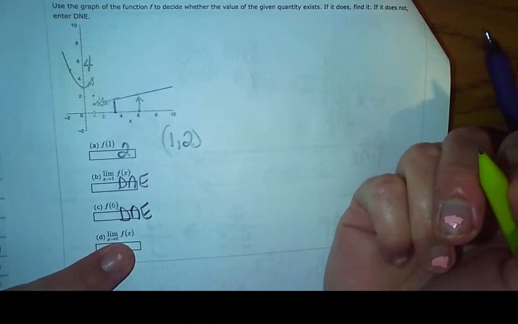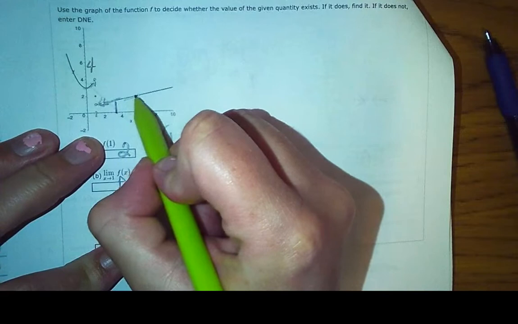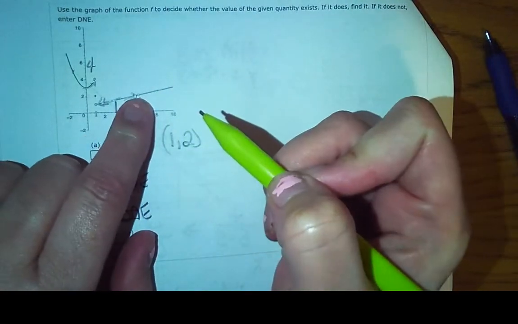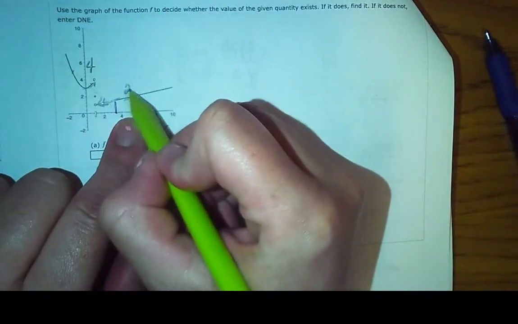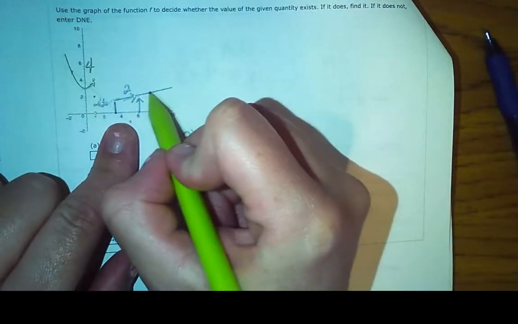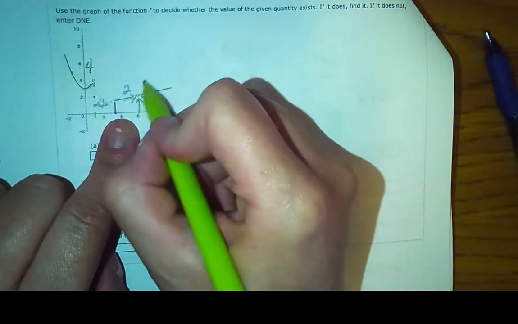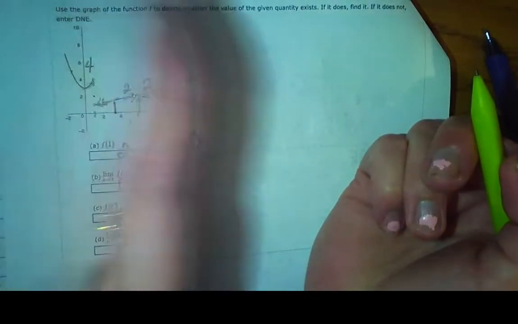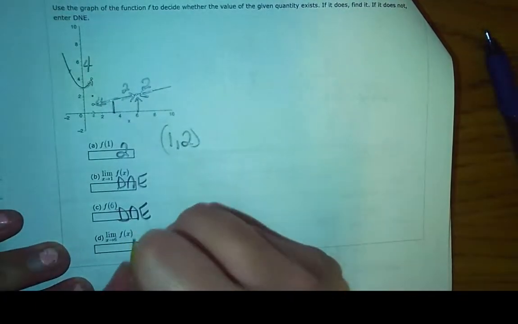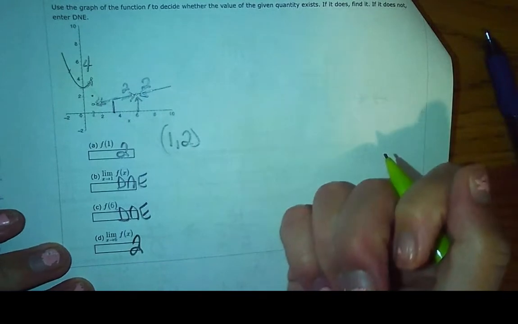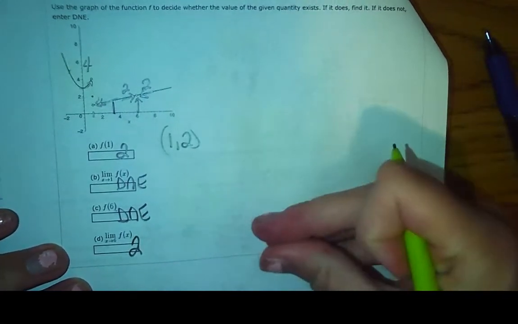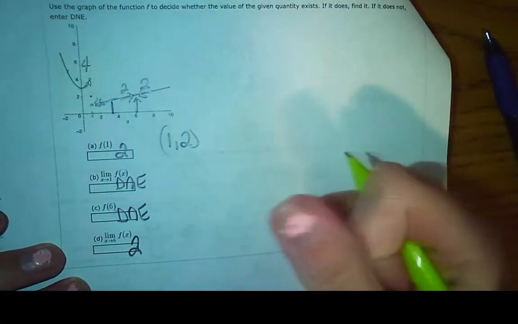Well, now come over here. What about my limit? As I creep closer to 6 from the left, what y value am I creeping up to? Creeping up to 2. As I creep at it from the right, what y value am I creeping up to? I'm creeping up to 2. Does 2 equal 2? Yes. Then your limit is 2. That's what you're creeping up to. You may not get there, but that's what you're getting close to.